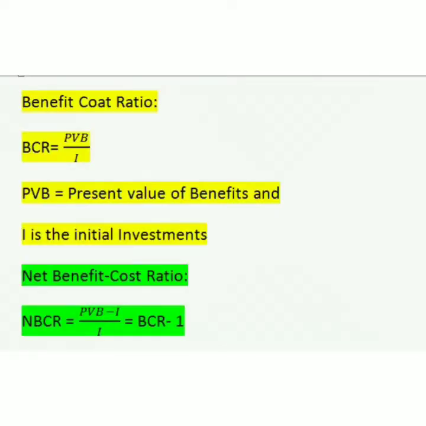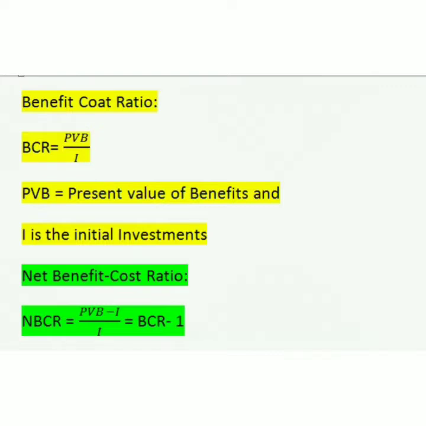The formula for benefit to cost ratio is PVB divided by I, where PVB equals the present value of benefits and I is the initial investment. We can also find out the net benefit cost ratio. The formula is present value of benefit minus investment, divided by initial investment, which equals benefit cost ratio minus 1.